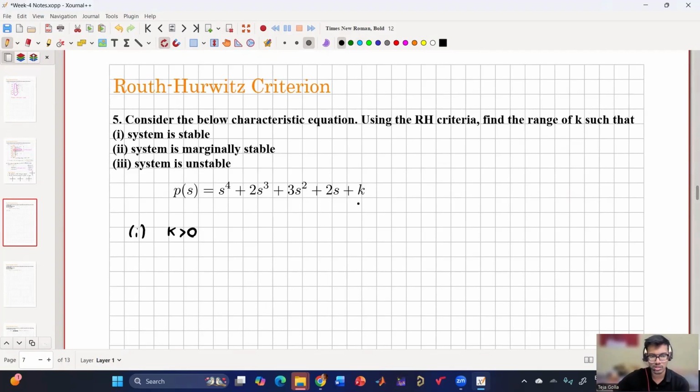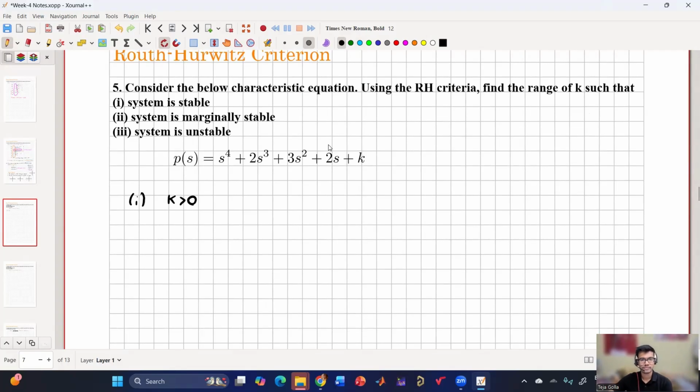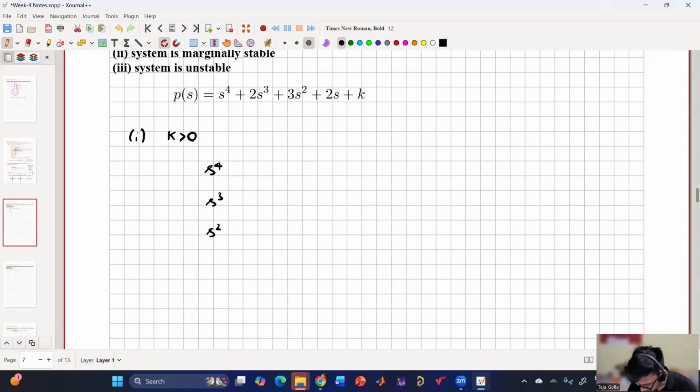Then we'll go to the Routh table, right? Yes, sir. Okay. So let us draw the Routh table. So it is s to the power 4, s to the power 3, s to the power 2, s to the power 1, and s to the power 0. So what will be the first row?